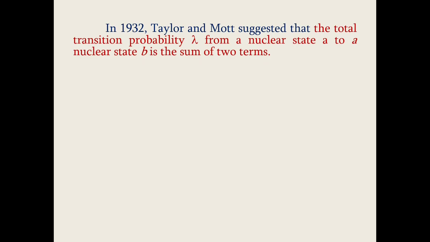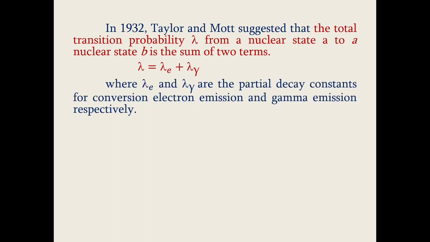The probability for this was given by Taylor and Mott. In 1932, Taylor and Mott gave an expression: the total transition probability, which is given by lambda, for making a nuclear transition from a state A to a nuclear state B is the sum of two terms. So the total transition probability lambda is equal to lambda E plus lambda gamma.